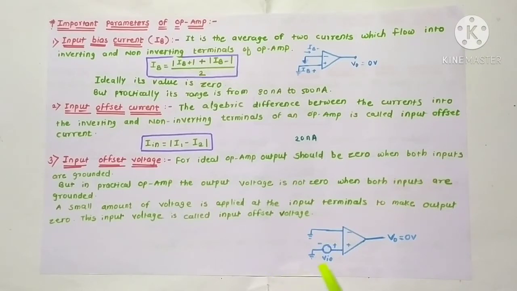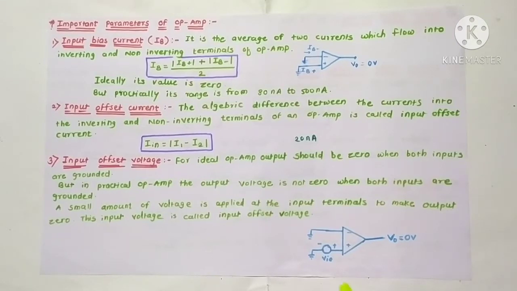So, this is an applied input voltage at one of the inputs of an operational amplifier that causes the 0 output voltage in the operational amplifier's output. In this diagram, you can see one of the inputs is grounded and this input offset voltage is applied to the other terminal of the op-amp. Then we get the output voltage 0.